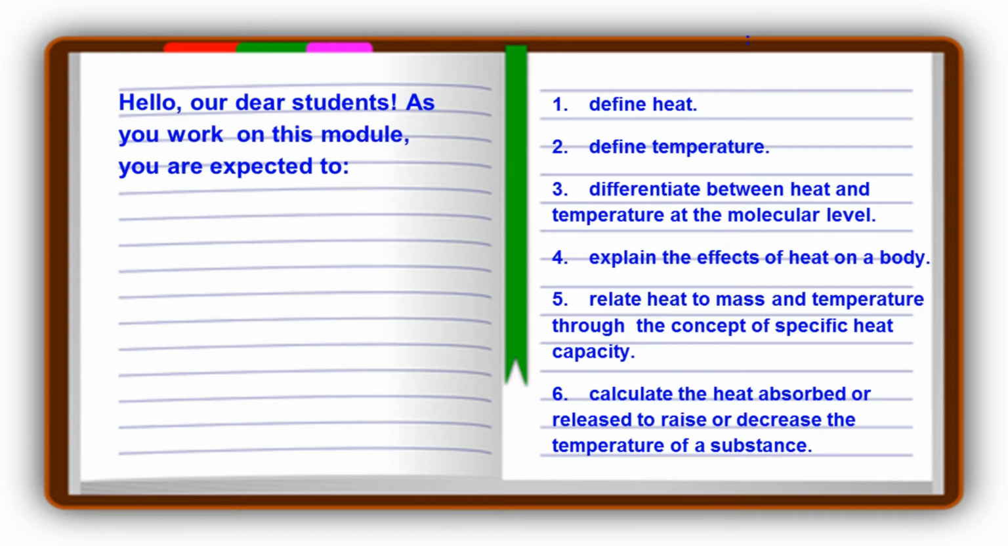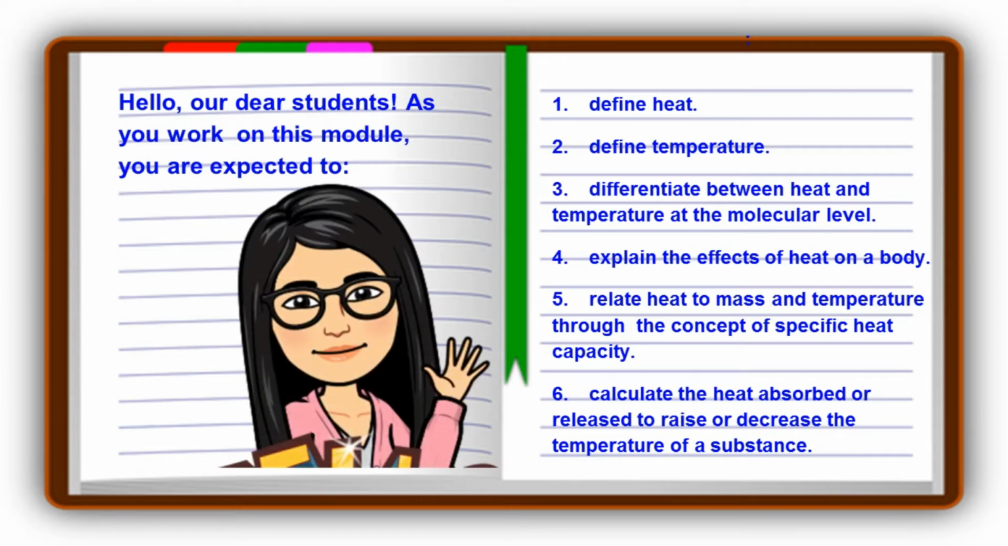In this module, you are expected to define heat, define temperature, differentiate between heat and temperature at the molecular level, explain the effects of heat on a body, relate heat to mass and temperature through the concept of specific heat capacity, and calculate the heat absorbed or released to raise or decrease the temperature of a substance.